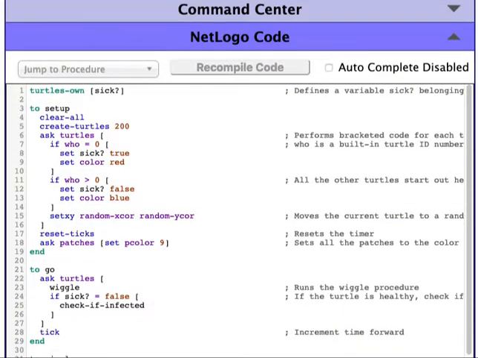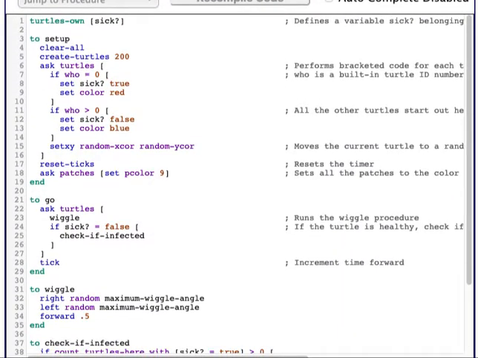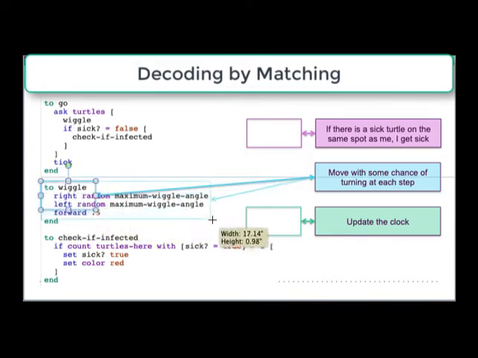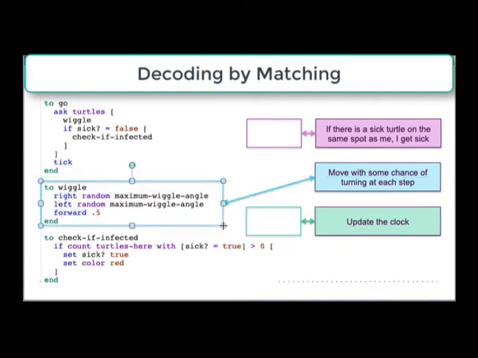And we can inspect the code that runs the simulation, but that may be too daunting at first. So we use a form called decoding by matching. In this form, there's some behaviors on the right, and on the left there is a box that can be moved and dragged to the corresponding code. In this way, a student can make connections between actions that are part of a scientific phenomena and the code that embodies that action.